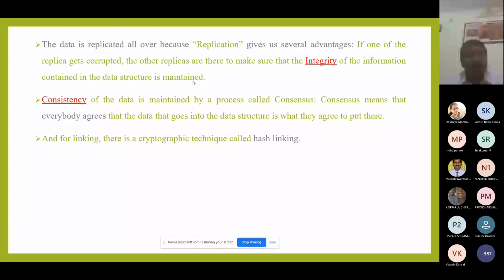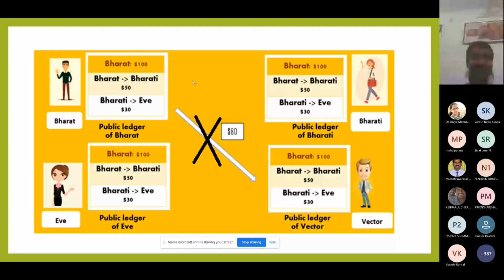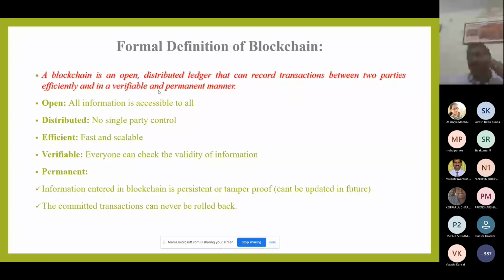And for linking, there is a cryptographic technique called hash link. Now don't confuse that these are the nodes in a blockchain. These are the transactions. We'll see how these transactions are bundled into nodes and how the linked nodes are connected using a hash link. So this is the formal definition of blockchain.